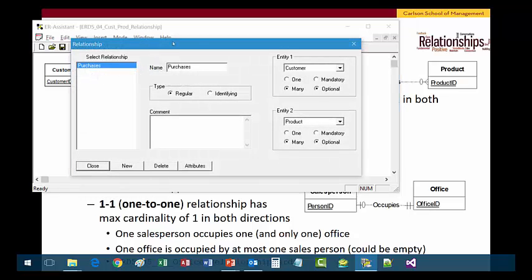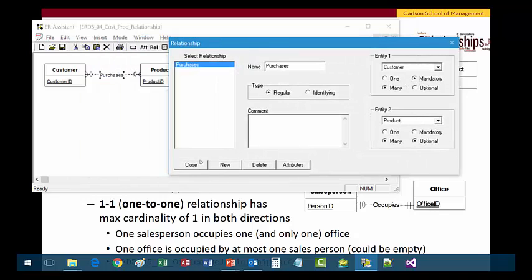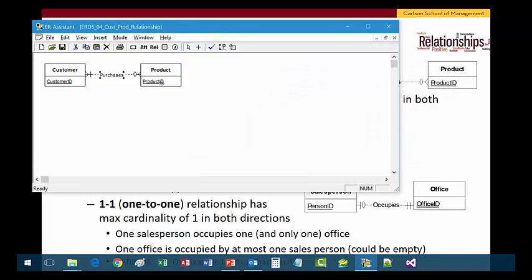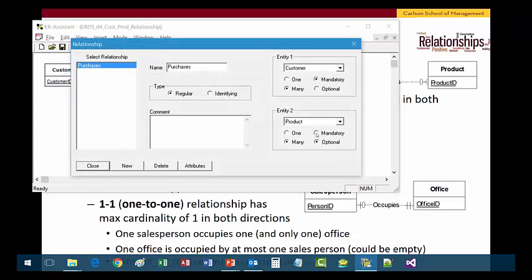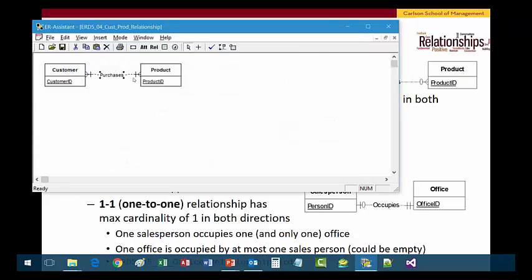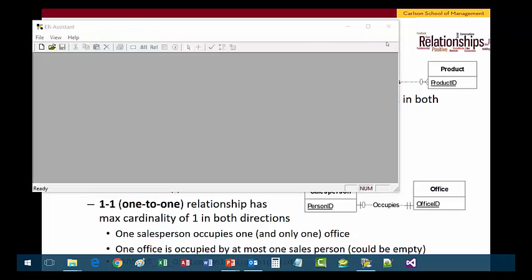One more time: if the customer is mandatory, the product must be purchased by at least 1 and potentially many customers. Making the product mandatory changes this 0 to 1. A customer purchases at least 1 product, otherwise it's not a customer, or obviously many of them, which is generally the case. I'm going to leave it as it is like this. You can leave it in whichever state you feel is best. Now let's close this and switch back to the presentation.